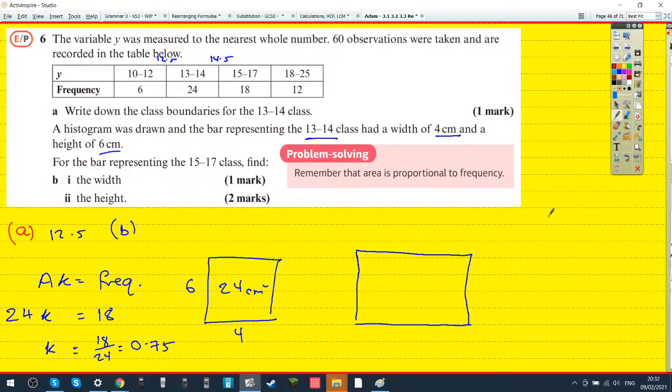Oh, hang on. This was the 13 to 14 class. Yeah. So that was 24. No. Sorry. We're mixing them up. They're both 24. Is that right? Okay. So that's a frequency of 24. And then this one had a width of 4 and a height of 6. So an area of 24. All right. So it's exactly the same.